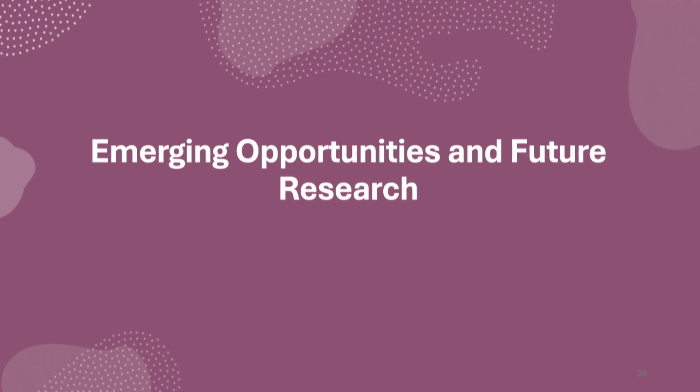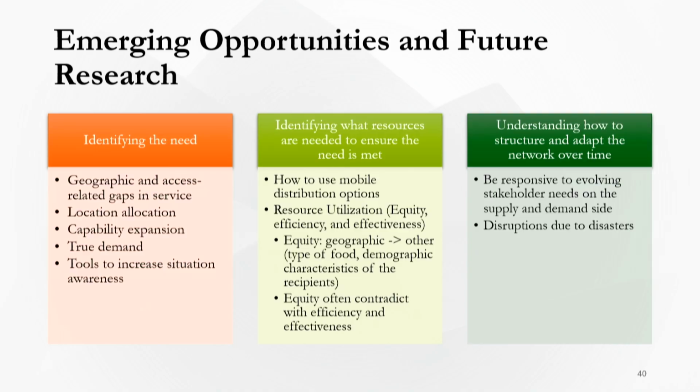So Lauren and Erin mentioned there are a lot of opportunities for the research community. Here, I'm trying to highlight some emerging opportunities and future research. The fundamental decision a food bank makes is how to get the food to people in need. We identified in this particular decision phase 3 areas where the research community can contribute. The first emerging opportunity is to identify the need. The second is to identify the resources to meet the need. And the last one is to understand how to structure and adapt the network over time.